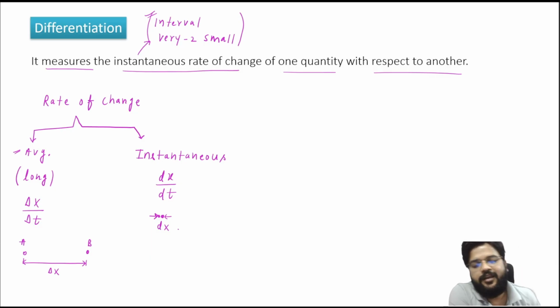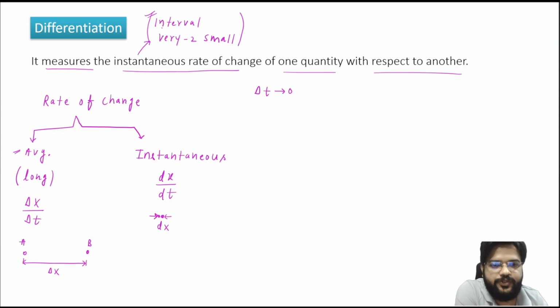Correct? Mathematically, how can we write this instantaneous? We know that in the instantaneous, the interval is very small. Correct? So here del t tends to 0. We are finding change in position with respect to time, where position is a function of time. Correct? So del t tends to 0. The meaning is that this interval of time is approaching 0, but it is not equal to 0. Correct? So it can be written as limit del t tends to 0 of del x by del t.